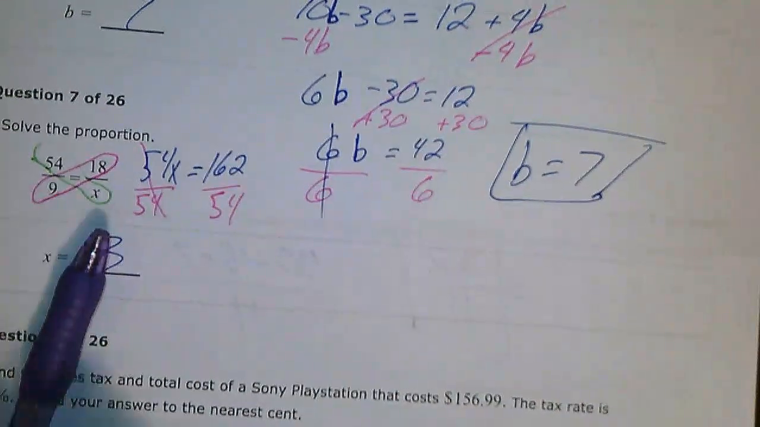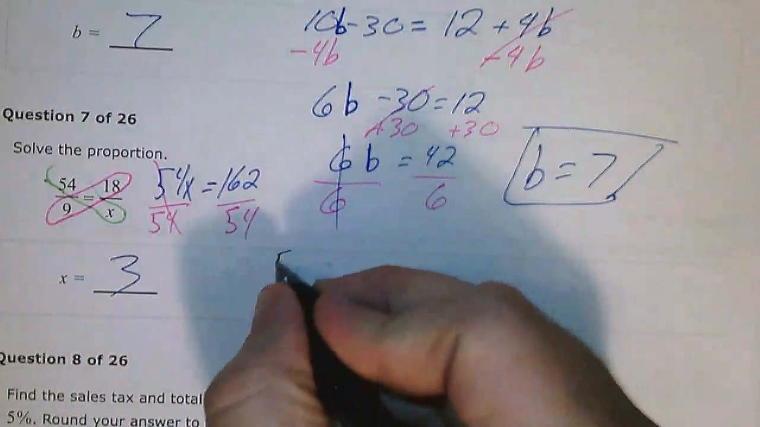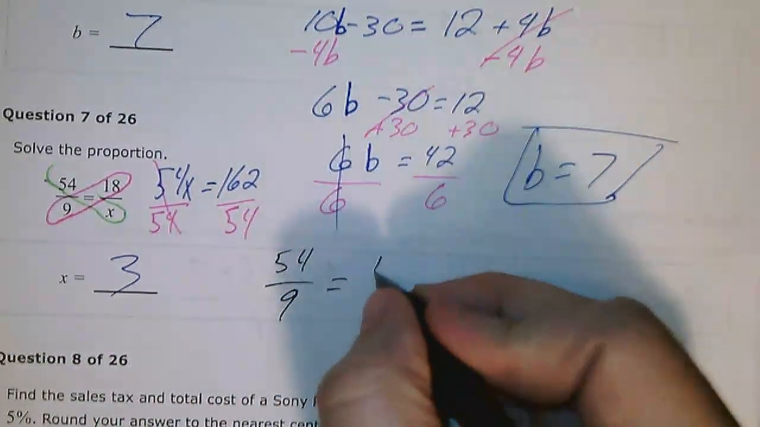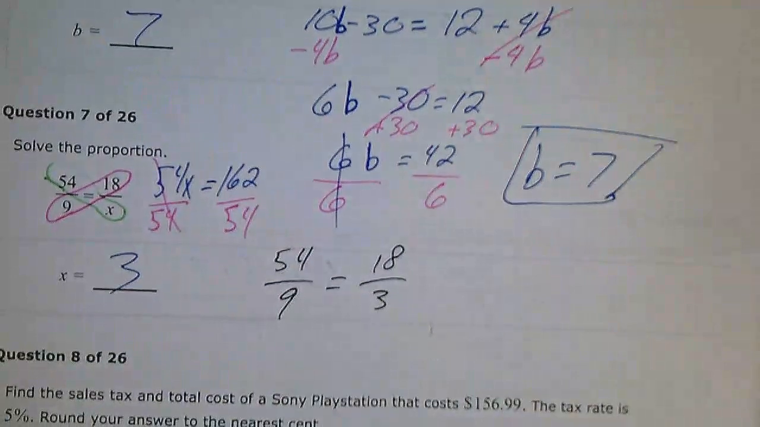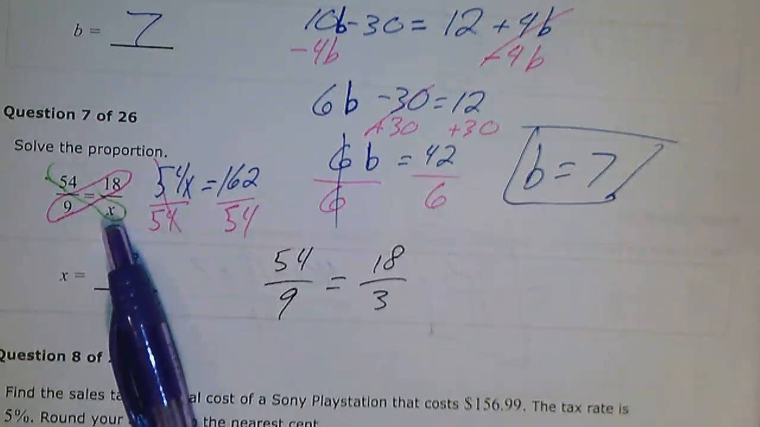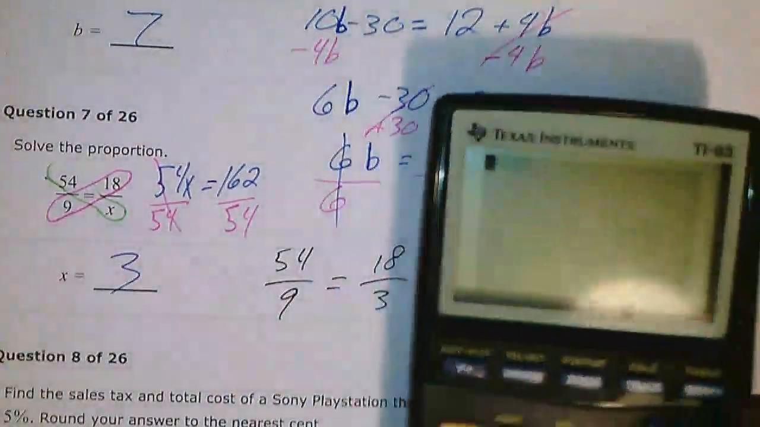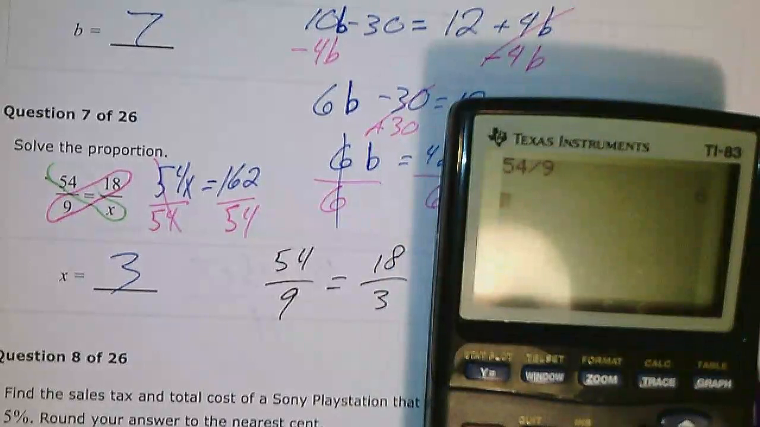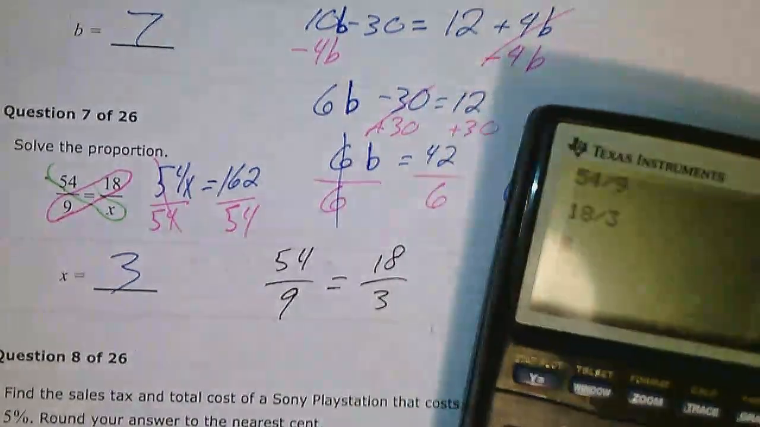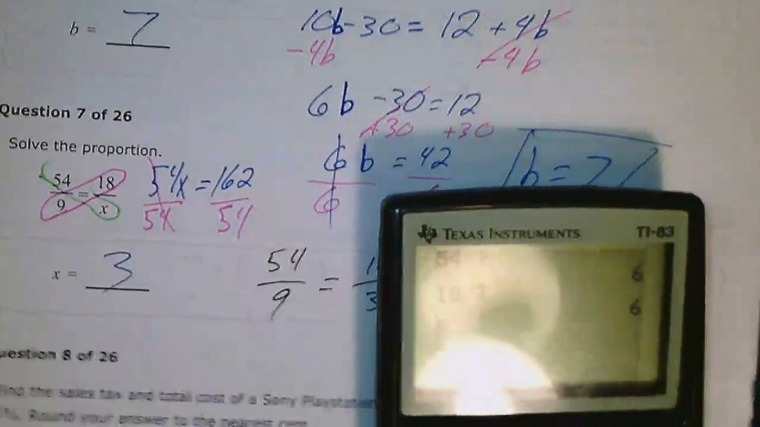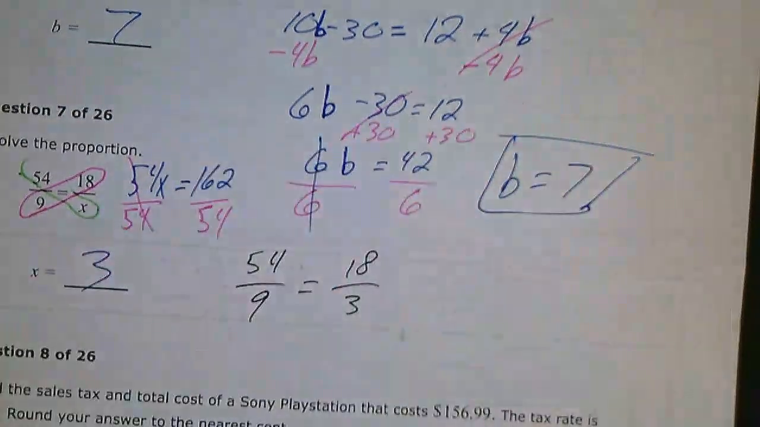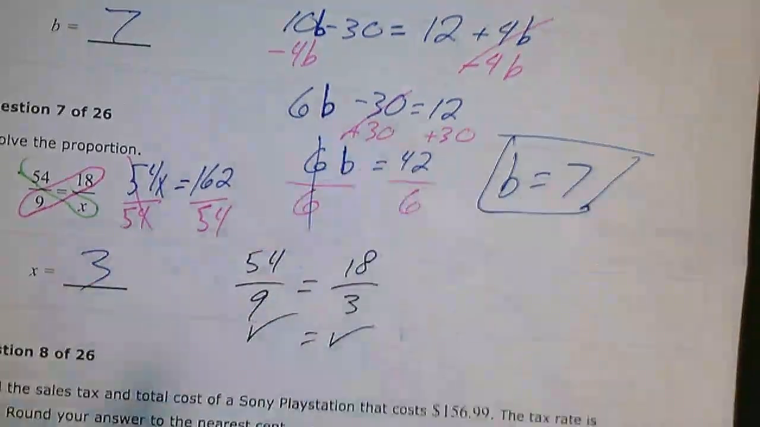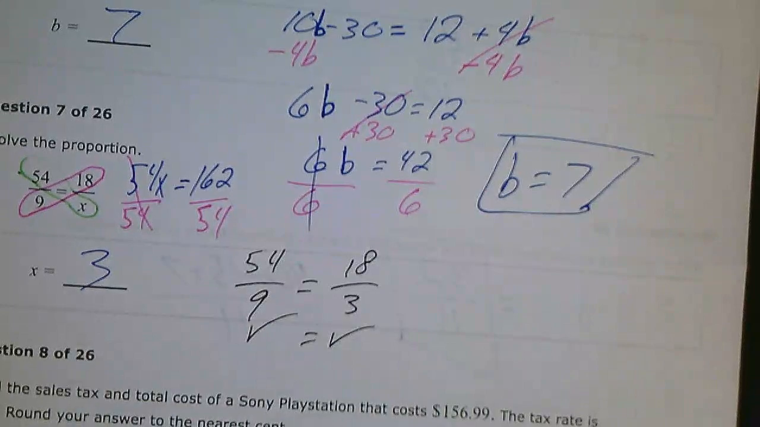And real quick, to check your work on this, it has an equal sign. So both sides need to be equal. You can verify this in your calculator. We just solved that x is equal to 3. So when I divide 54 by 9, I get 6, which is exactly what I get when I do 18 divided by 3. So the left side equals the right side. Let's look at number 8.